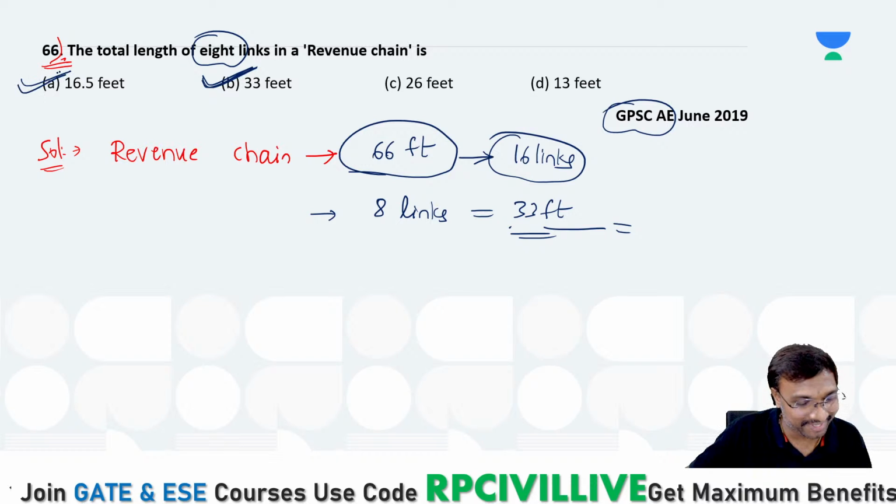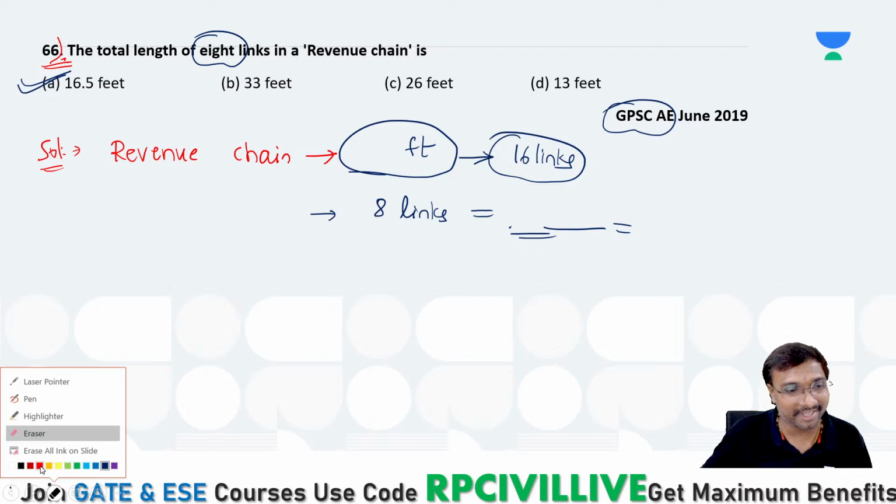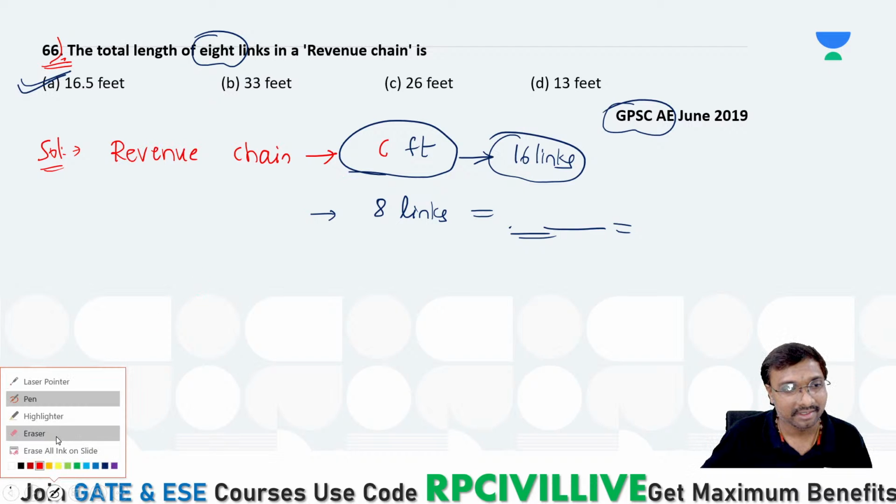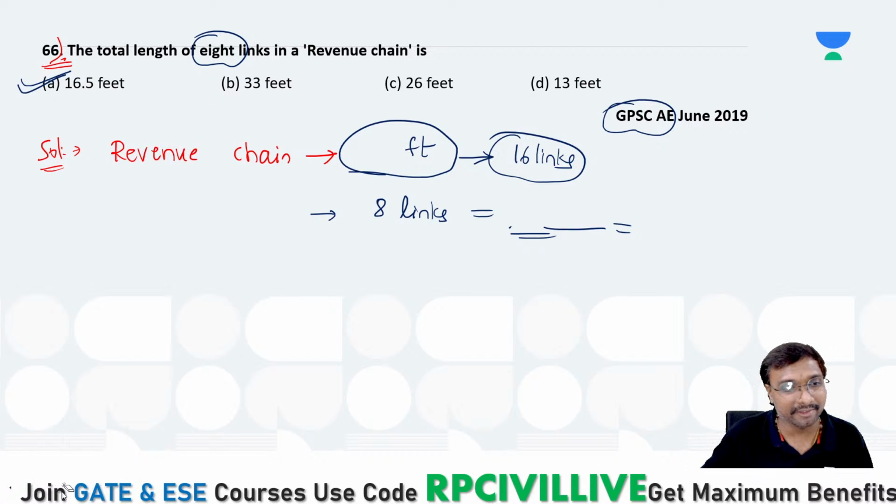16.5, the first one only is correct, na? If you just observe, 16.5, that first one is the only correct one, yes or no? Revenue chain is what? First I had given it correctly, but okay. Revenue chain is which one? This is 33 feet, na? Sorry, revenue chain is 33 feet.